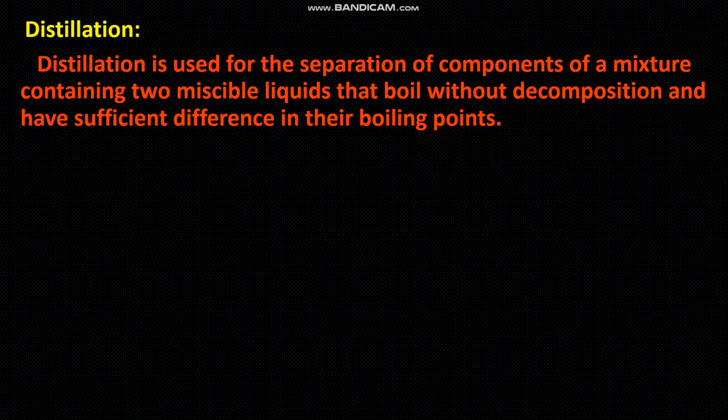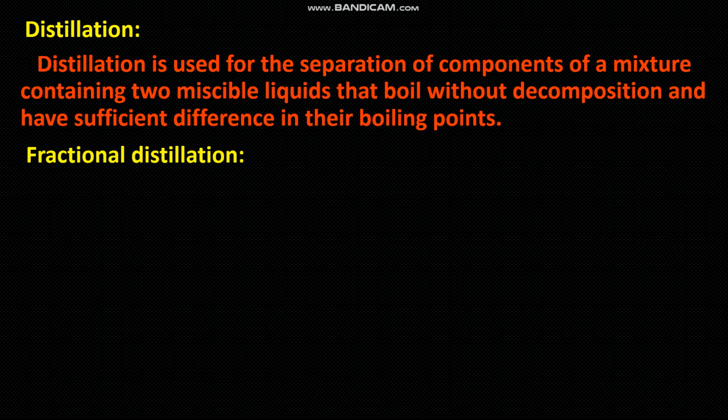So this method is called distillation. Let us see what distillation is, and what we are using this for. Distillation is used for the separation of components of a mixture containing two miscible liquids that boil without decomposition and have sufficient difference in their boiling point. That means if the difference in the boiling point between the components is more than 25 Kelvin, if they are two miscible liquids, to separate them, we are using the method of distillation.